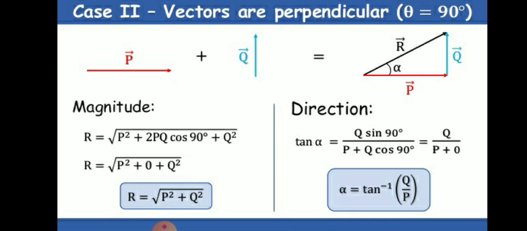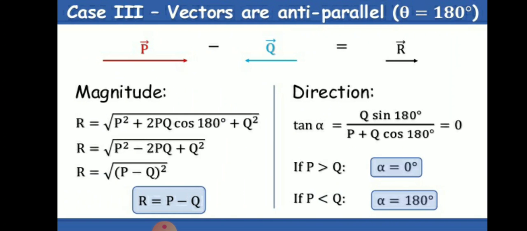Now what about the direction? Direction: tan alpha is equal to Q sin 90 degree divided by P plus Q cos 90 degree. Sin 90 value is 1, cos 90 value is 0. Therefore, you will get the value Q by P. So to get the value of alpha, we have to do tan inverse of Q by P.